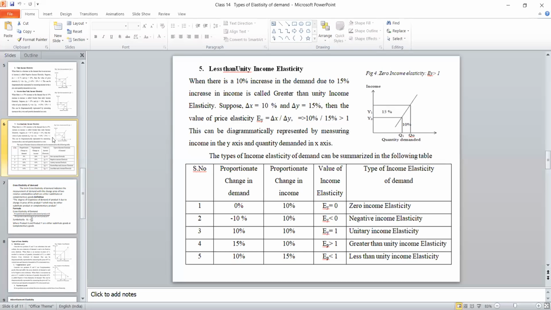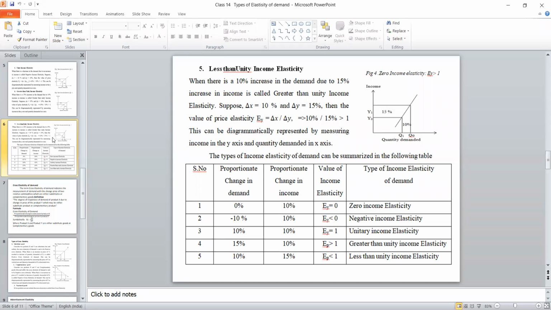I just displayed these five types of income elasticity in this table. The first column is the serial number. The second one is the proportional change in demand. The third column is the proportional change in income. Suppose 10% income increase, no change in demand. So we have to call it zero income elasticity. Same 10% increase, but minus 10% in consumption. We are losing some demand. Then it is called negative income elasticity.